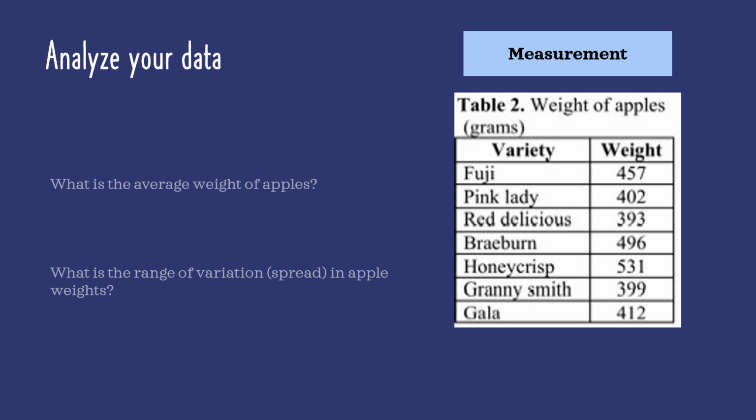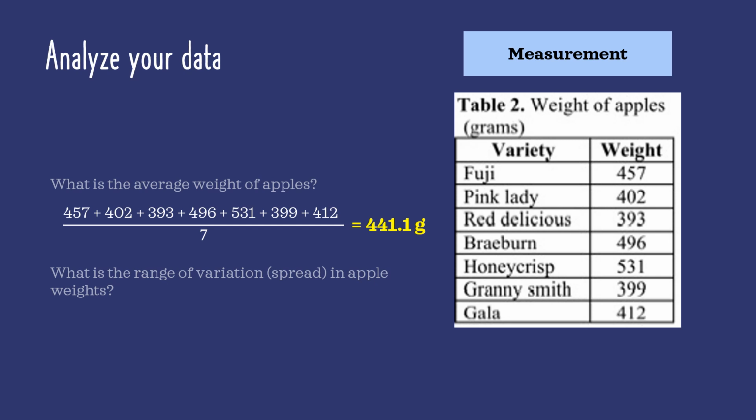By performing some calculations on your measurement data, you should also be able to assess the average value of your observations and the range of variation, also known as spread, in your data. Let's practice. What is the average weight of apples? Here we take all of the observed weights and add them up. We then divide that sum by the total number of apples weighed. So the average weight of apples in our sample here is 441.1 grams.